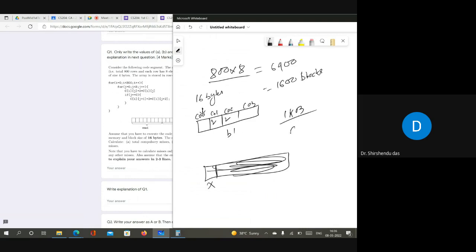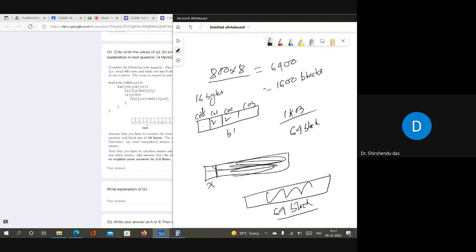It can store 64 blocks. Why? Because the block size is 16, right? So 16 into 64 is 1 KB. So if this is the cache, then first 64 blocks are fetched, and once they are fetched, the cache is full.